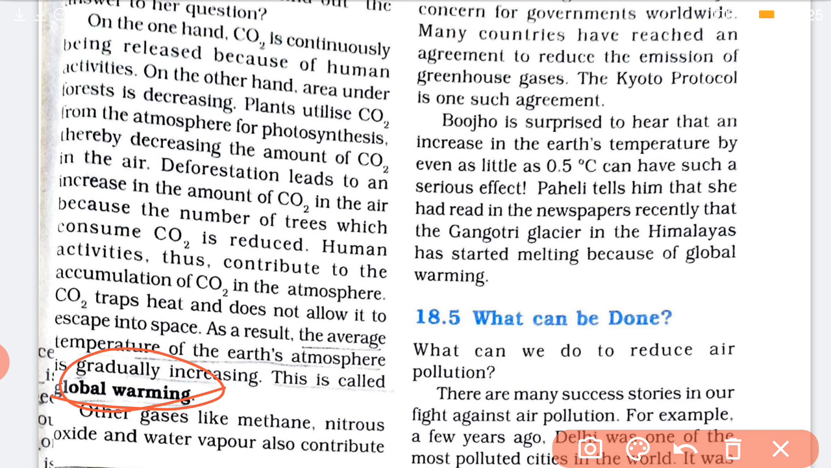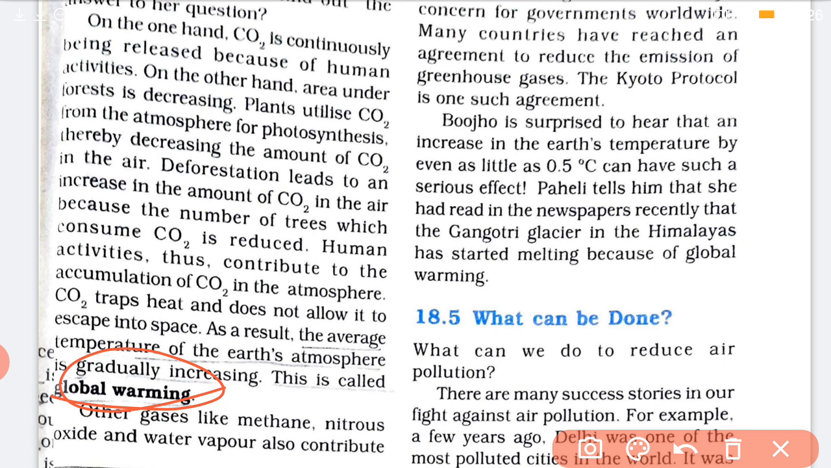So this is also a major concern for all of us, and global warming is due to air pollution only. So what can be done, what can we do to reduce air pollution? It is on our part. We can do many things, like whatever vehicles we are using have to be maintained properly so that less smoke comes out. Plant trees, because we know that trees take in CO2, carbon dioxide, from the air for preparing food. So if more trees are there, they will utilize more carbon dioxide, and so less carbon dioxide will be released into the air.